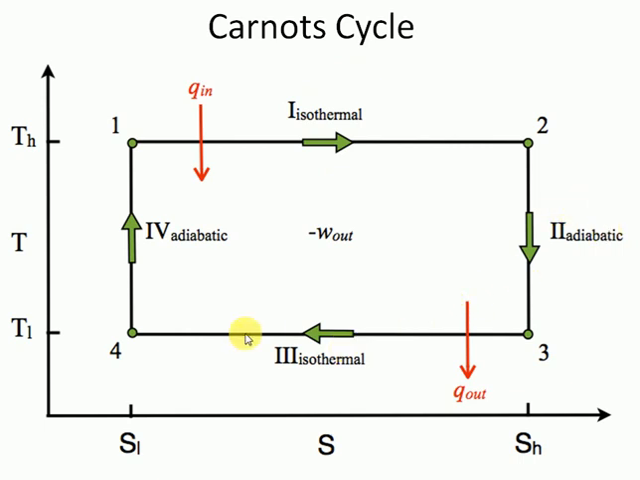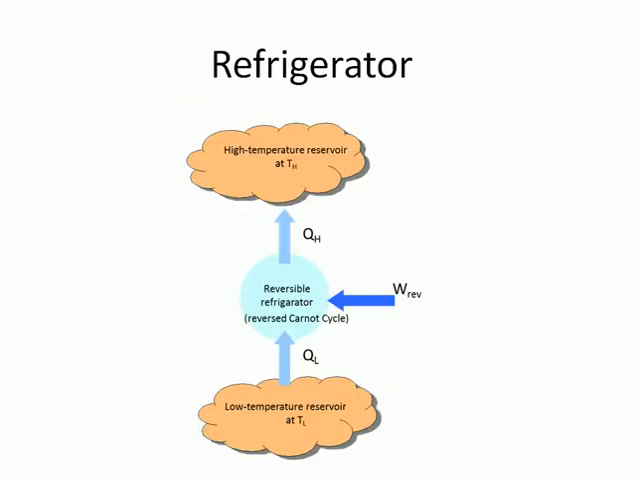So this is a forward Carnot cycle. That means this cycle is operated in clockwise direction to produce the work done. So that's why this is called a Carnot cycle. Now we are interested in the reversed Carnot cycle. So before that, let us see what a refrigerator is.